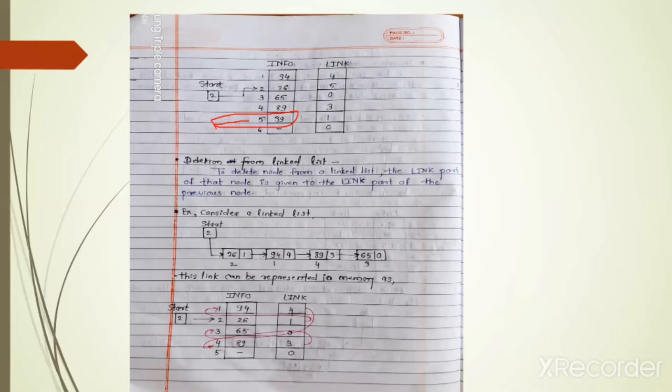Next is deletion from a linked list. To delete a node from a linked list, the link part of the node is given to the link part of the previous node. For example, suppose consider the following linked list with 4 nodes. These 4 nodes are represented in memory like this: 2 arrays, again info and link.